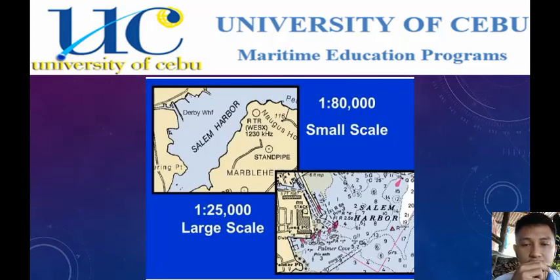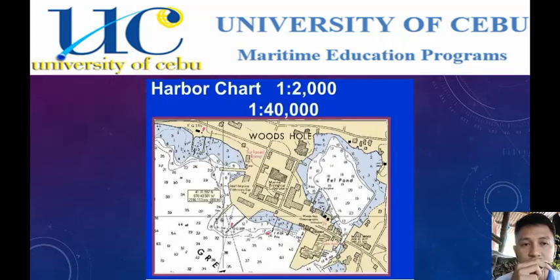So this is the given sample. The 1 to 80,000 small scale, and the large scale is 1 to 25,000. The harbor chart, 1 to 2,000 and 1 to 40,000.